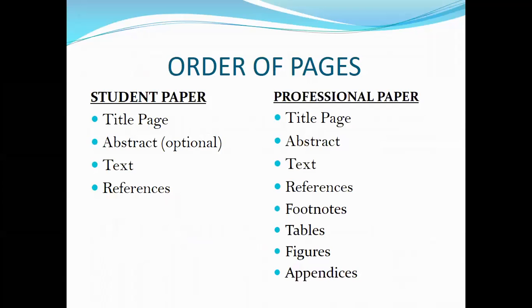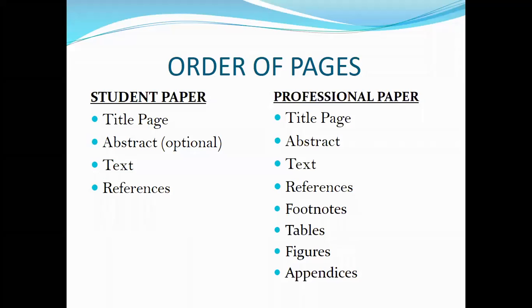Now this page highlights the order of pages in both kinds of papers. And you can see that the professional paper requires a bit more, but there are some elements that are common to both. So an APA style paper requires a title page, all right? The abstract is optional for student papers. According to the manual, students are not required to write abstracts, but it is up to the professor. Sometimes your professor may request an abstract, and that is fine as well. The student paper also has obviously the text, which is the body of the essay, and then the final page or pages would be the reference page.